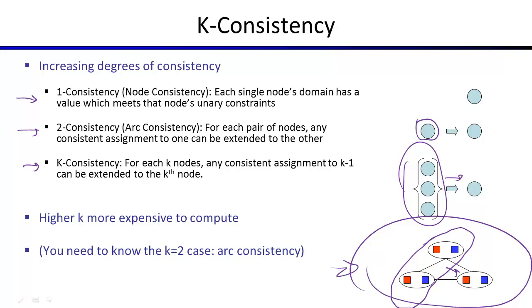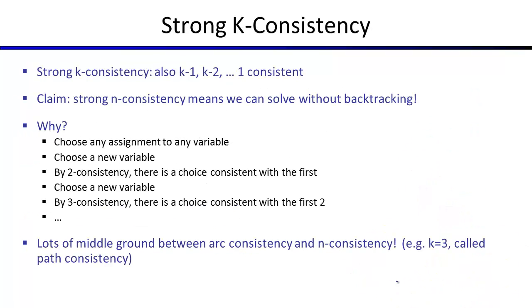Okay, so that was k-consistency. K-consistency is something like 8-consistency. If you can make 7 nodes happy, you can always extend it to an 8th. Strong k-consistency says consistency of level k and below. So it's maybe actually what you thought when you heard consistency. So the claim is this: if you have strong n-consistency, what's n? N is the number of variables in your graph. If you have strong n-consistency, you can solve without backtracking.